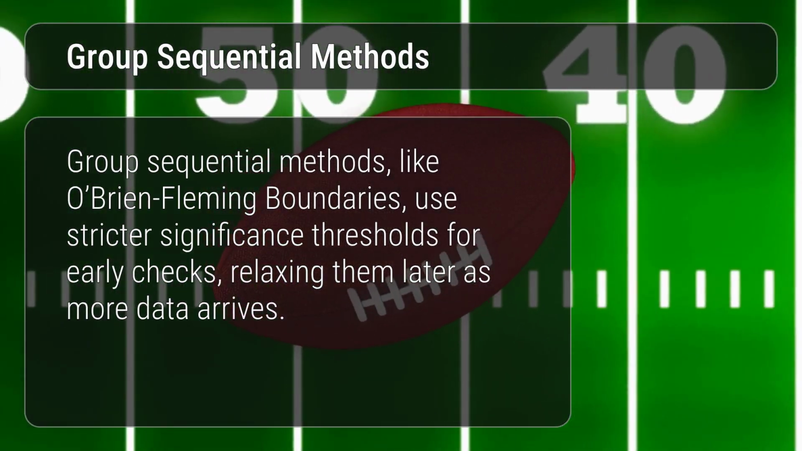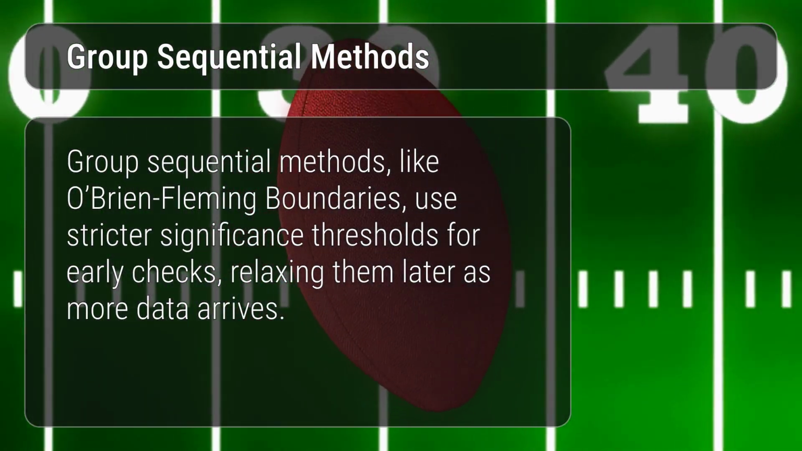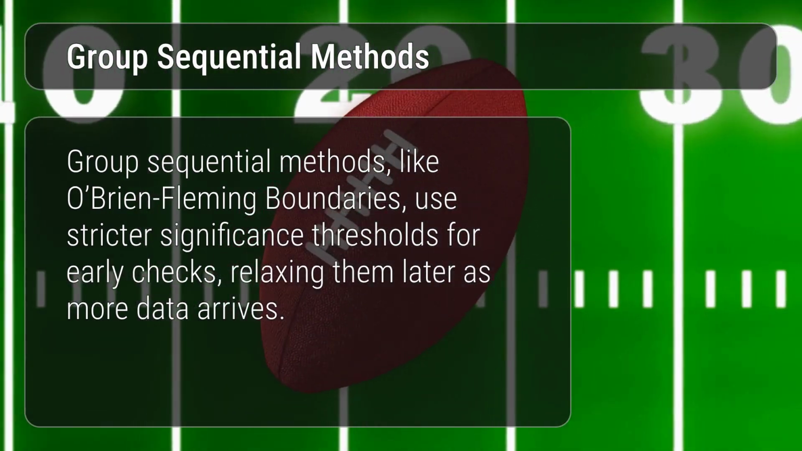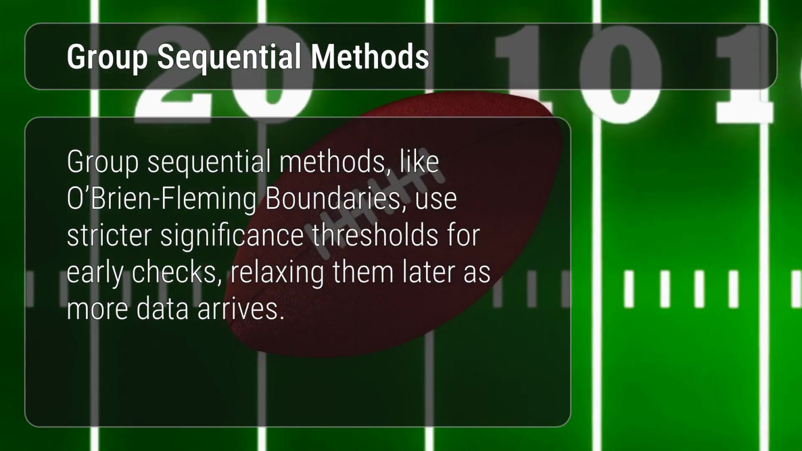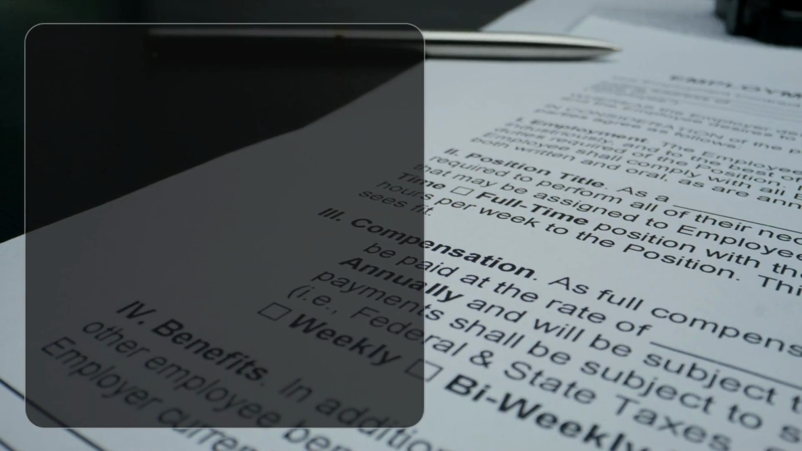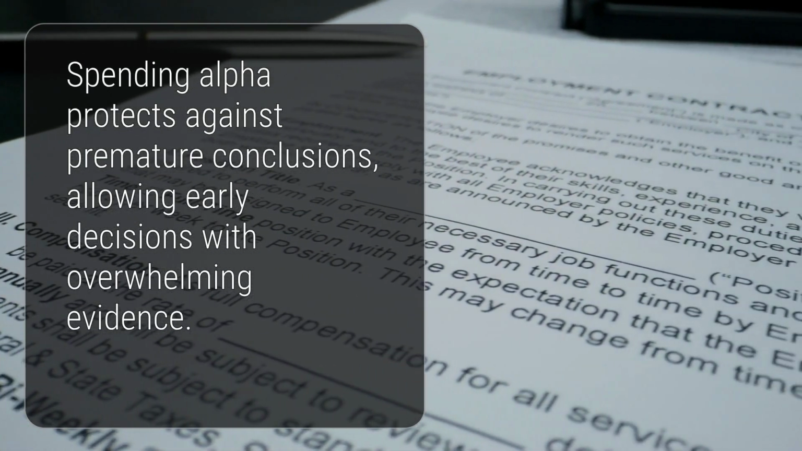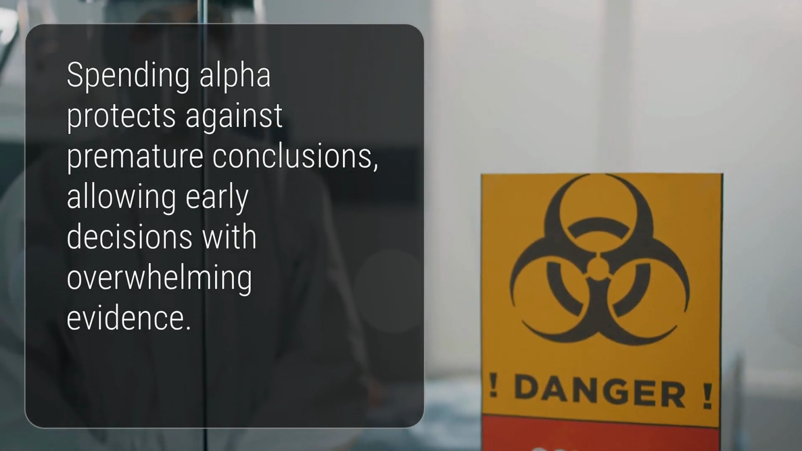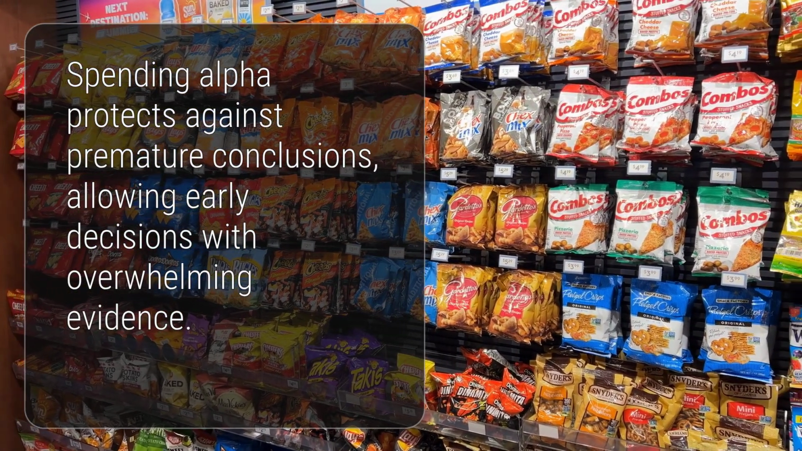Other approaches such as Pocock method, which sets a consistent, more stringent threshold across all time points, can be used. In my experience, the O'Brien-Fleming method is used more often. So in summary, by making you lose some alpha each time you look at the data, we protect against premature conclusions while still allowing early decisions if there's overwhelming evidence.